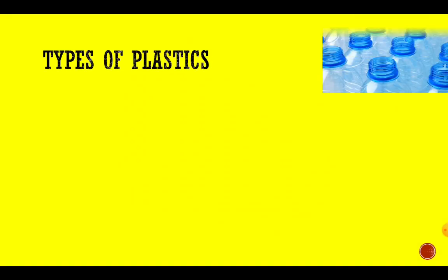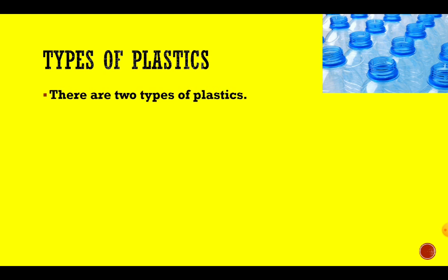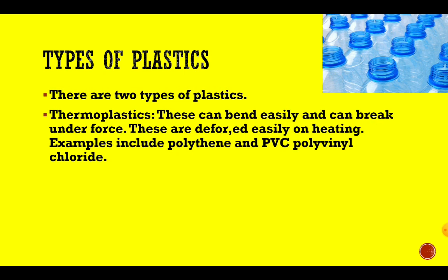Now let's see another important heading, that is the types of plastics. There are two types of plastics that we have to study. First is the thermoplastics. Thermoplastics can be bent easily and can break under force. These are weak plastics. They are deformed easily on heating. Now what is the meaning of deform? It means that they lose their shape and melt on heating. The examples of thermoplastic include polythene and PVC. PVC is polyvinyl chloride. So these two are thermoplastics. When we heat them, they get deformed.